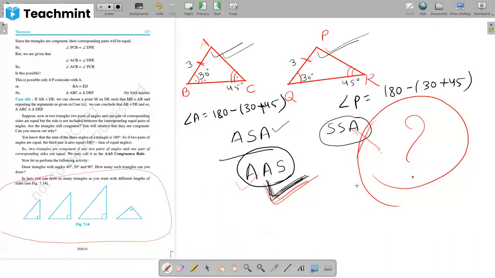Any doubt? Ma'am, if someone asks us whether these two triangles are congruent by ASA, ma'am, what should be the answer? These two? You are talking about these two? Yes, ma'am. See, if somebody asks you to prove whether these two triangles are congruent by the ASA congruency criteria, you can say yes, they are congruent because these two corresponding angles are equal. So ultimately these two angles will also be equal by angle sum property.